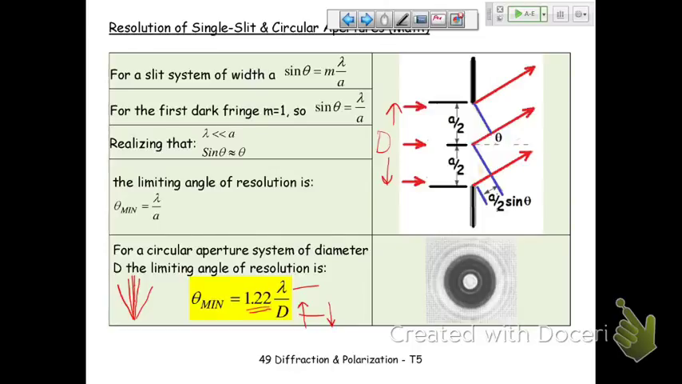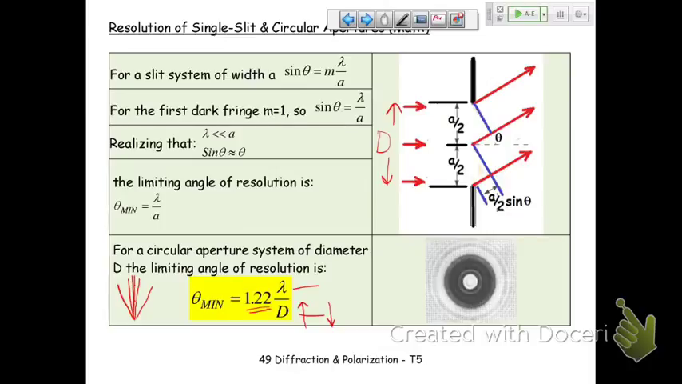for the same light. You want a nice high resolution image, get yourself a big wide telescope. You have a narrow telescope, yeah, you can magnify as much as you like, but you will not resolve detail, because theta min, the minimum angle of resolution, is big for a narrow telescope. You need things to be far apart to be seen as two things. And the minimum angle of resolution is small for a big telescope.